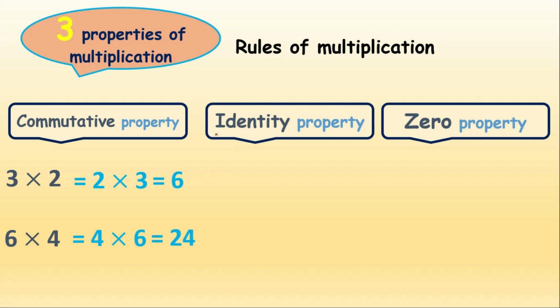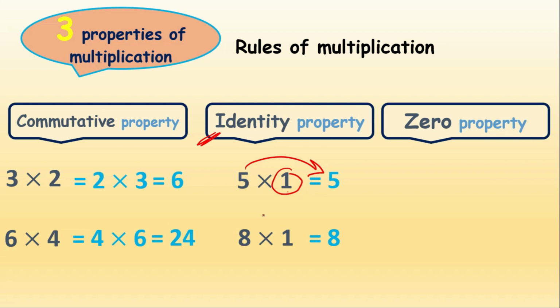Next property: the identity property. It refers to a number that gets the same product, like 5 times 1 equals 5. So multiplying by 1 gets the same number. Okay, so 1 is the identity. The next example: 8 times 1 equals 8. So multiplying by 1 gets the same number, 8. So the identity property of multiplication uses the number 1.